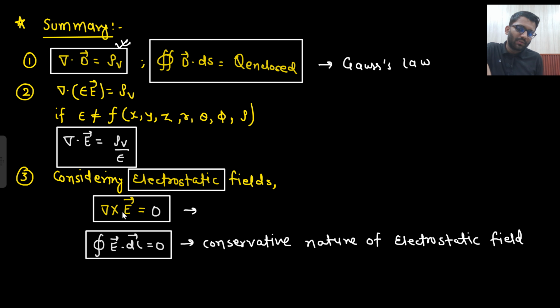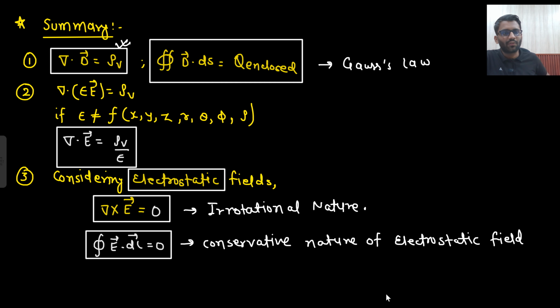And what does it show? Del cross E is 0. If del cross E is 0, if curl is 0, then what do we call it? Irrotational nature. So electrostatic fields are irrotational in nature, and conservative in nature. These kinds of questions can come in MSQ. Not electric field, electrostatic field. Again and again I am also making this mistake. So whenever you say electrostatic fields are conservative in nature, it is a very important thing. Electrostatic fields are conservative and irrotational in nature.